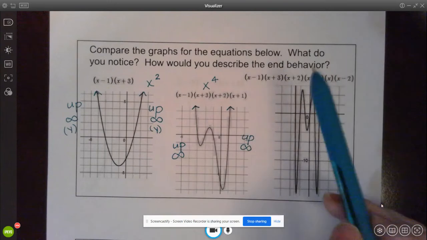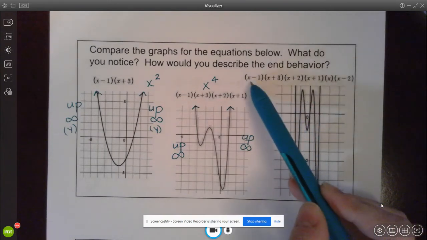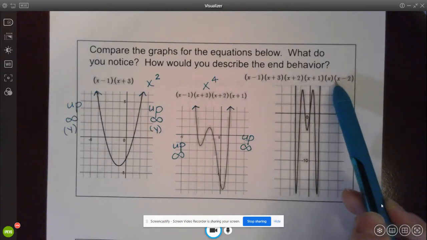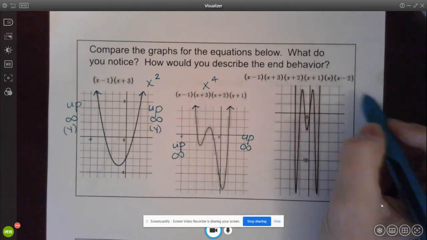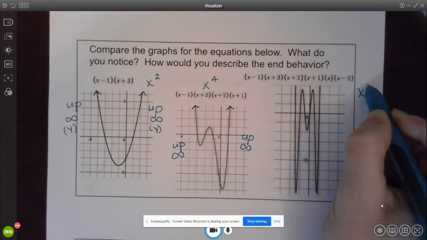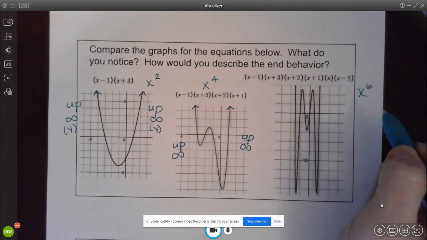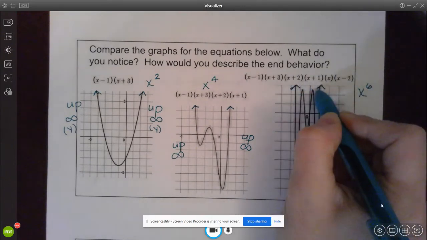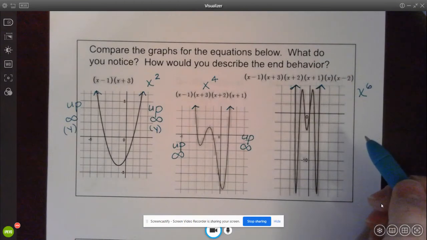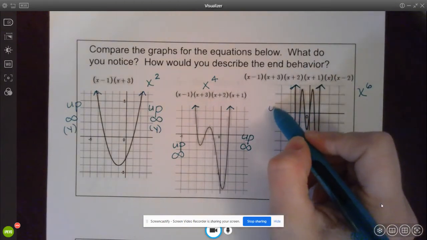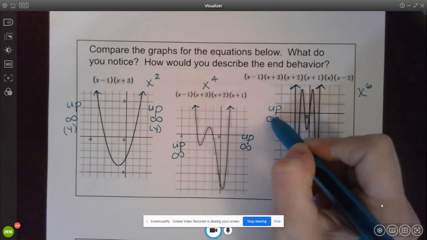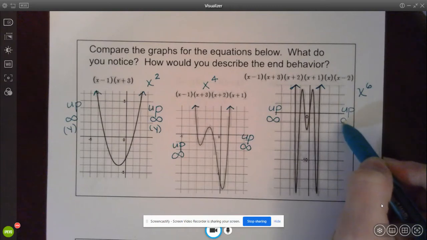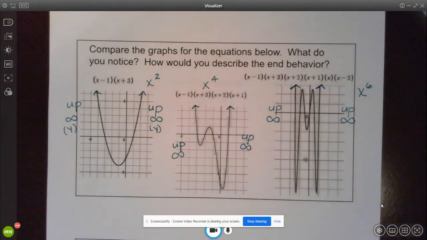This last one, if I look at the equation, I have 1, 2, 3, 4, 5, 6 x's. So this tells me my leading coefficient is going to be x to the 6th. And again, when I look at where these arrows at the end of my graph are heading, I have up on the left with y values heading towards positive infinity, and up on the right with y values heading towards positive infinity.